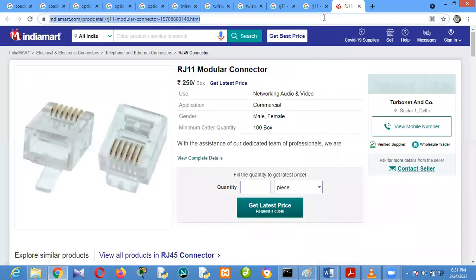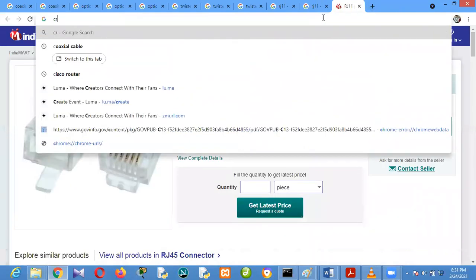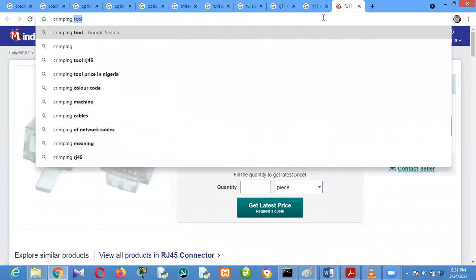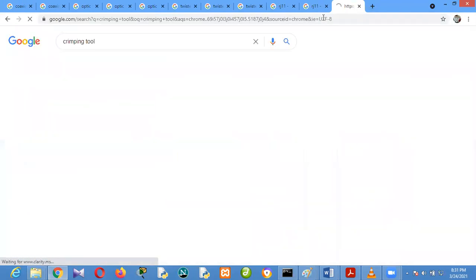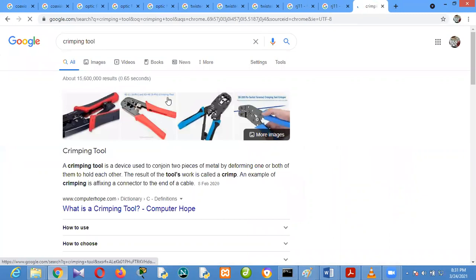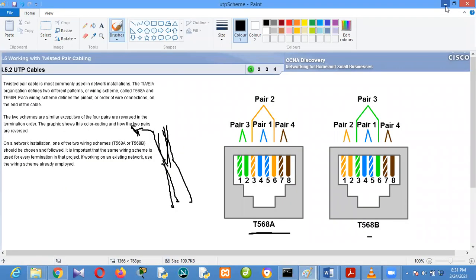I will still show you the clipping tool maybe when you come in tomorrow. Okay, you know what it is. You use this to clip it. That's the clipping tool and all of that. So that's that for the cabling scheme.